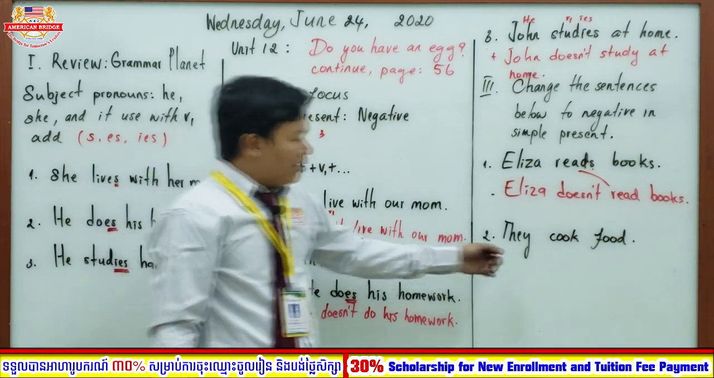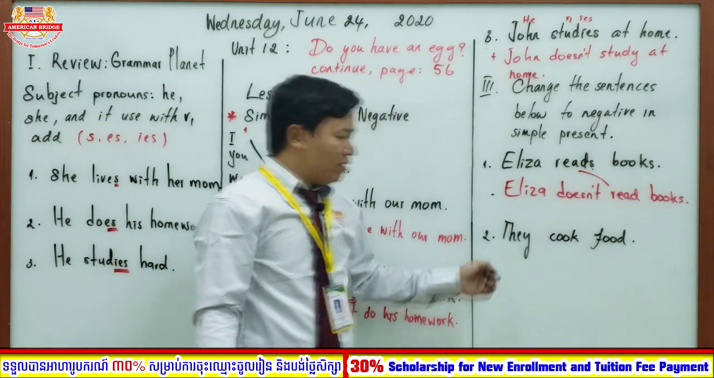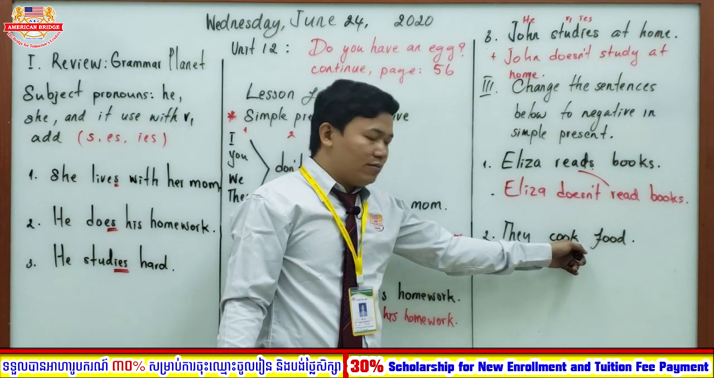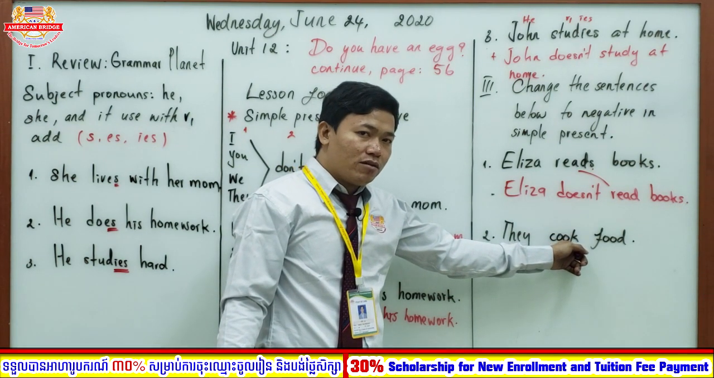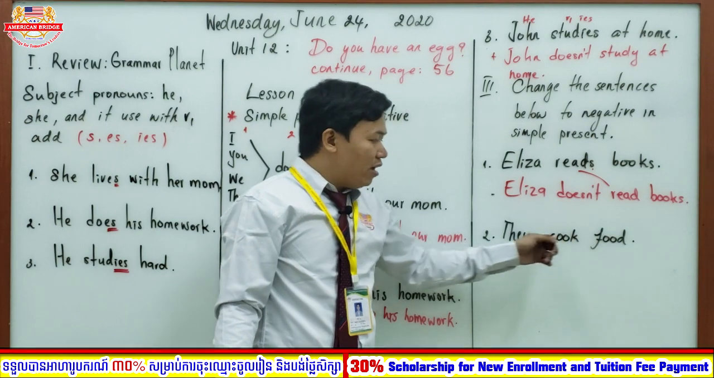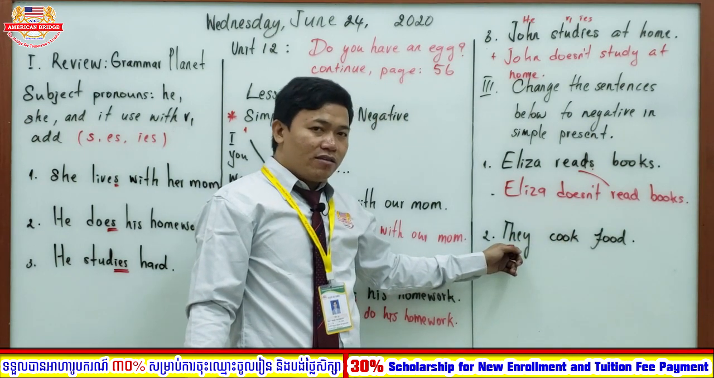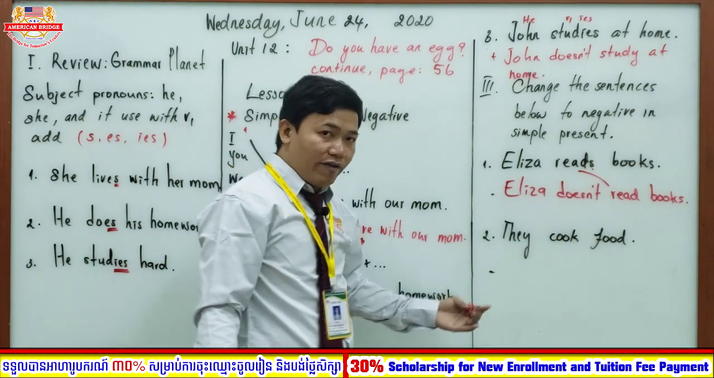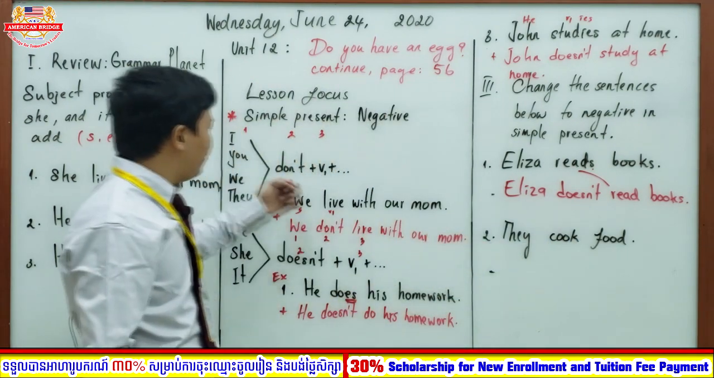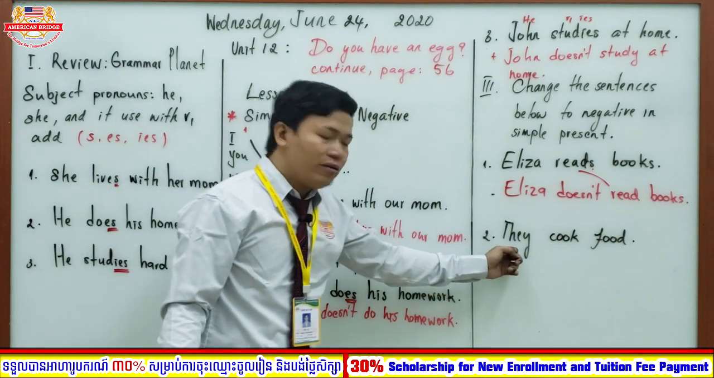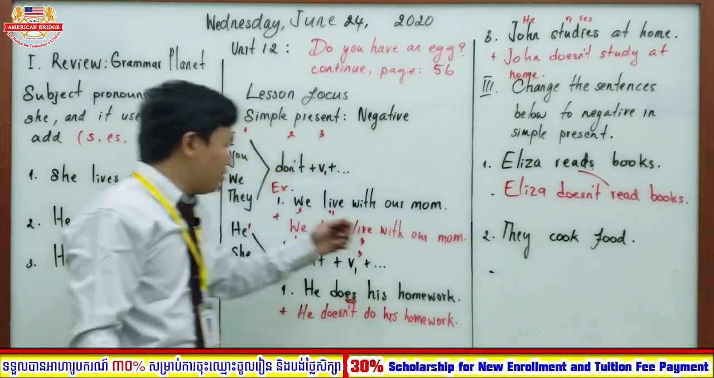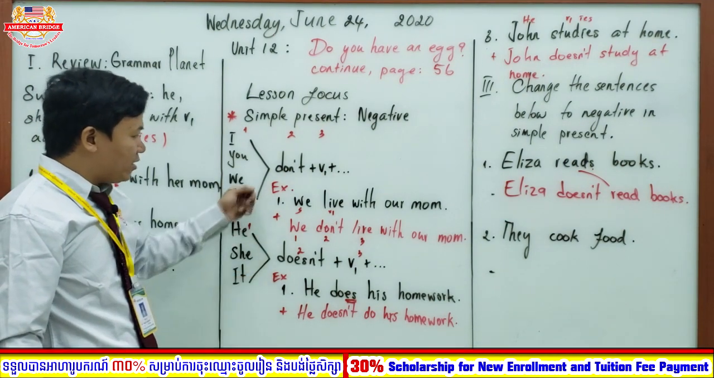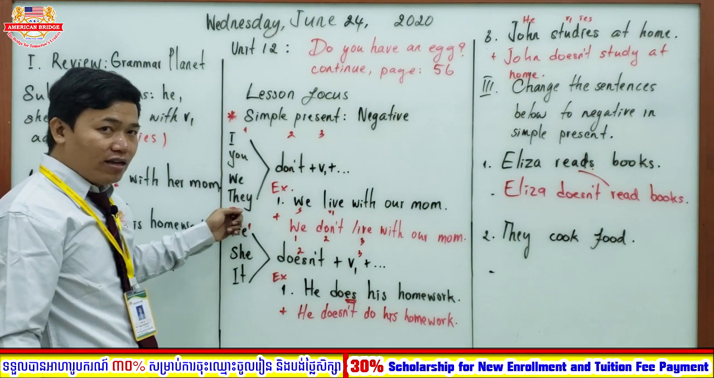Number 2, they cook food. This is affirmative, right? In simple present. Why don't I add S at the end of the verb cook? Because the verb cook here is used with the subject pronoun they, right? So we don't add S here. So you can change to negative. How can we change to negative? Take a look at the form. Find the subject pronoun they. Where is it? I, you, we, they. Is it in this form or this form? Correct. It is in this form.